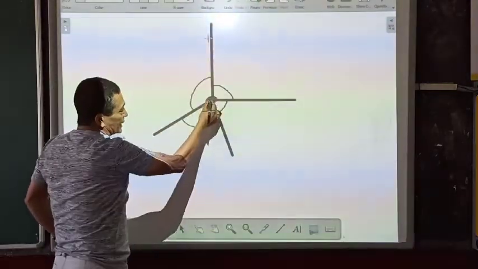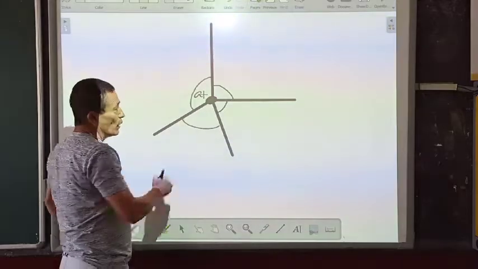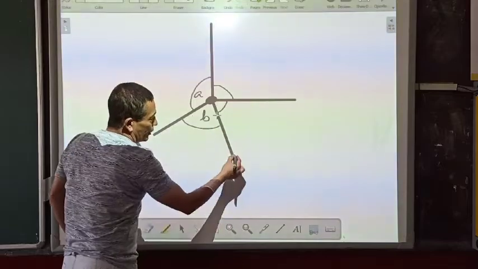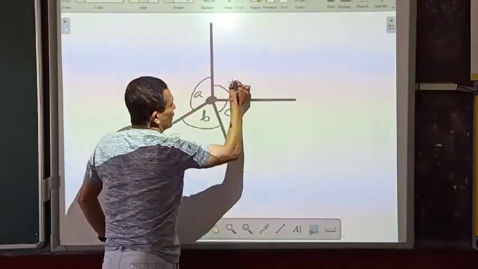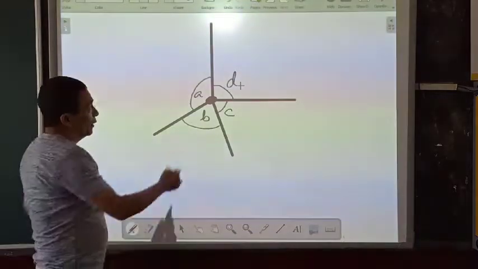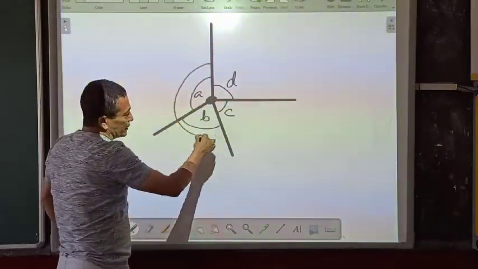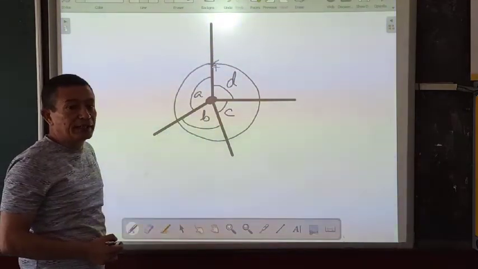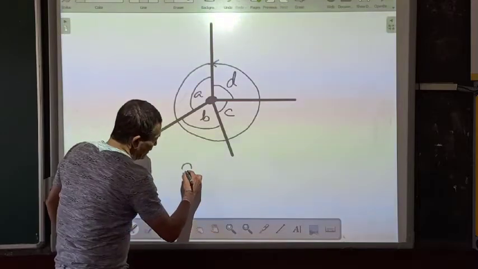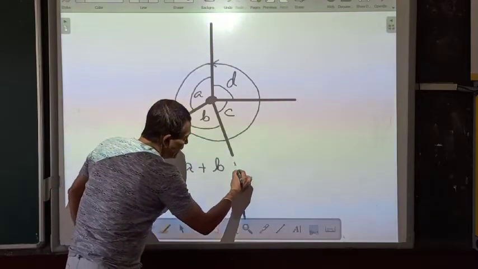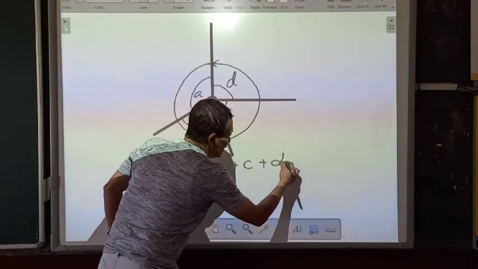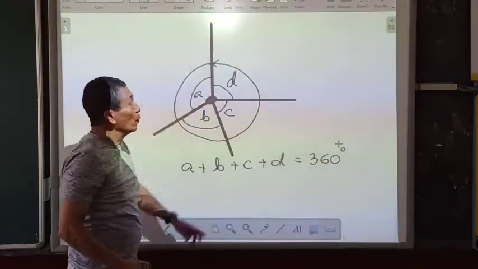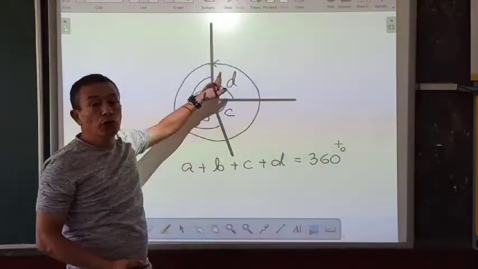So let's name this first angle here as A. Let's name this angle here as B. This one here as C. And the last one here as D. Now when I add all these angles from here to here, that means it's going to give me 360 degrees. So I can say that angle A plus angle B plus angle C plus angle D will give me 360 degrees. So in other words, it's forming a full circle.